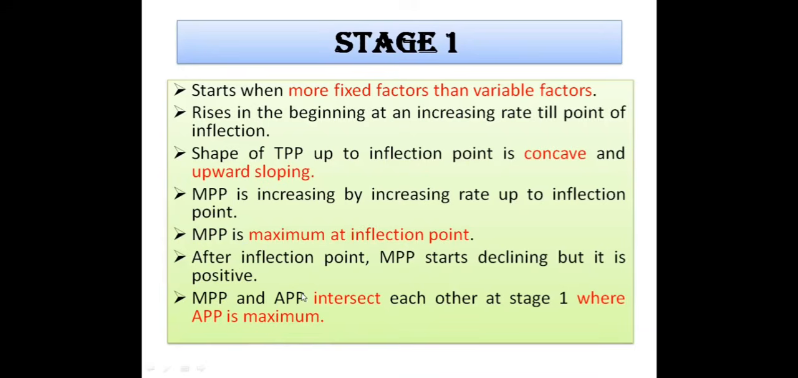MPP and APP intersect each other at the end of stage 1, where APP is maximum. Remember, at the end of stage 1, MPP is equal to APP and APP is maximum, because after that both MPP and APP will start falling. Okay, this is all about stage 1.